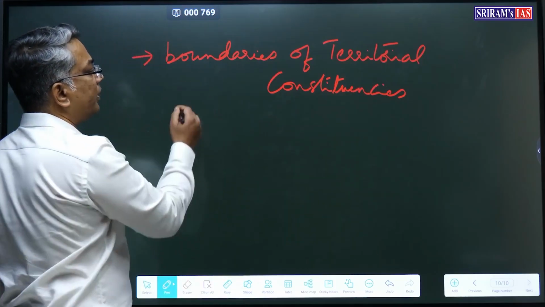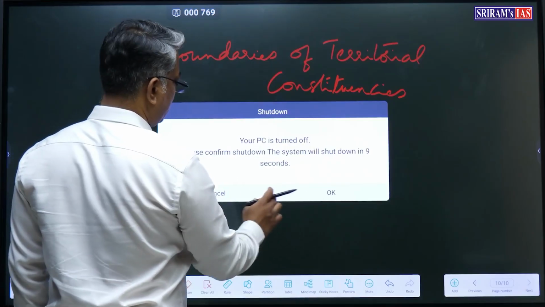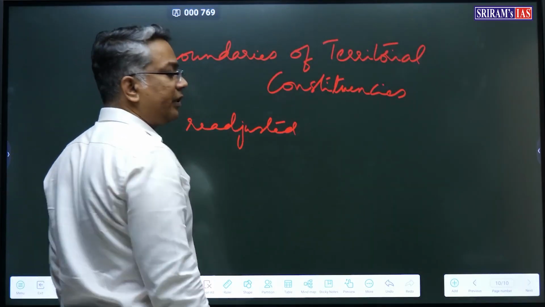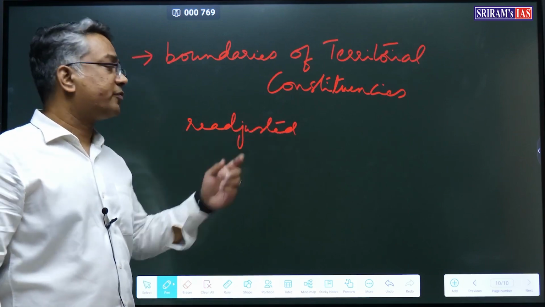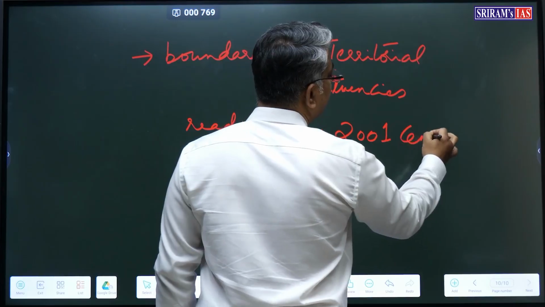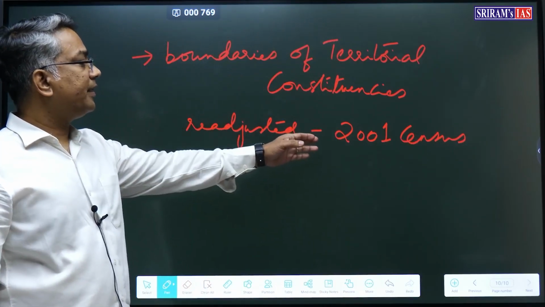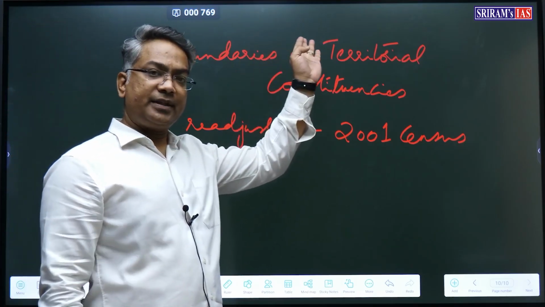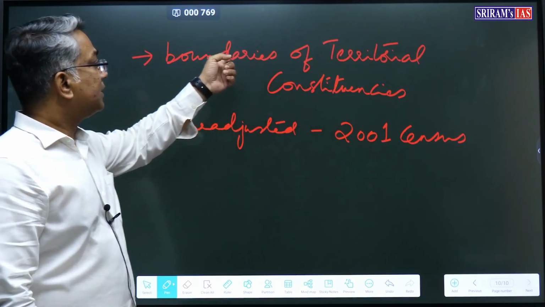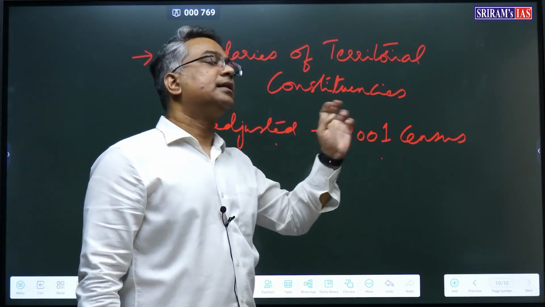So, the boundaries of territorial constituencies have been readjusted without any change in the number of seats on the basis of the 2001 census. The number of seats has last been frozen at the 1971 census, but the boundaries of territorial constituencies have been readjusted at the 2001 census.